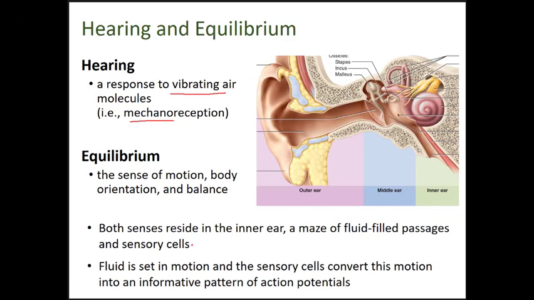And both of these senses reside within your inner ear. And our inner ear is this maze of fluid-filled passageways and sensory cells, as we'll see coming up. And what will happen, just speaking very generally, is that fluid within the ear will be set into motion, and sensory cells found within your ear are going to convert this motion into an action potential or an impulse that will allow for you to interpret sound.